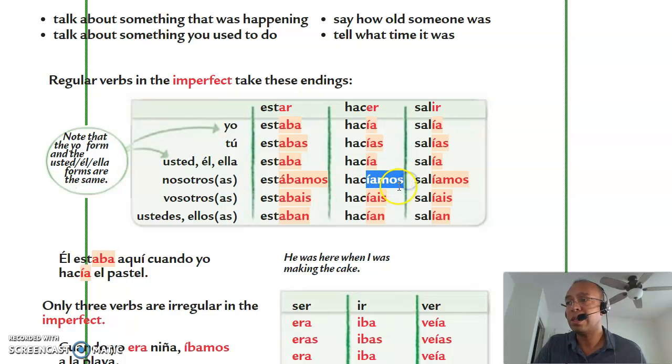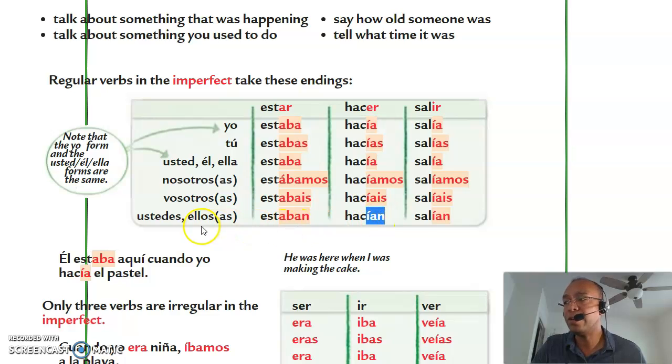Nosotros, the ending for nosotros is íamos. There's an I in there, with an accent. Notice that all of them have an accent on the letter I. Íamos. Hacíamos. Vosotros, the ending is íais. Hacíais. Ellos, ellas, and ustedes, ían.